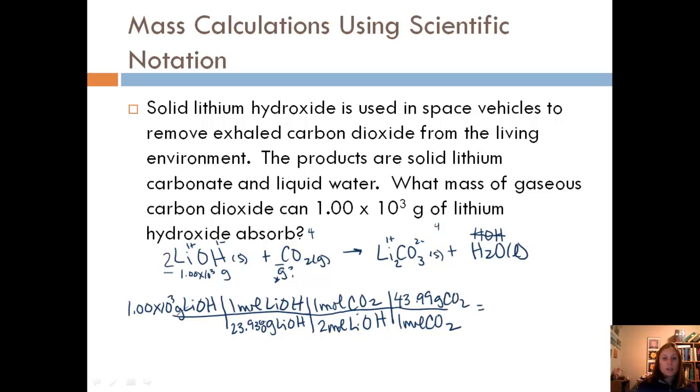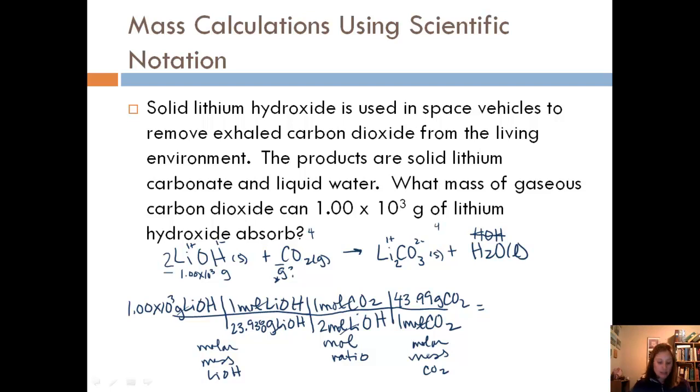So if I look back at my units, my grams of lithium will cancel, my moles of lithium will cancel, my moles of CO2 cancel, and I have grams. So here I used molar mass of lithium hydroxide. Here I used the mole ratio. And here I used molar mass of CO2. So that's kind of the pattern or the steps that you're going to follow.